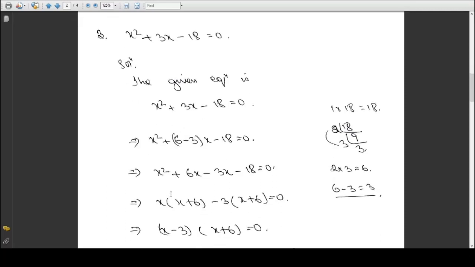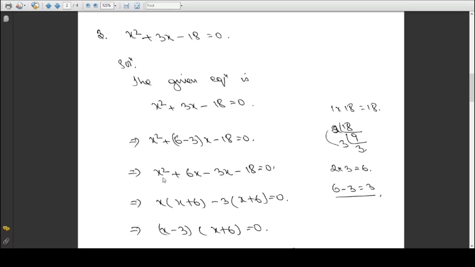Now the next step: this plus with plus is plus, 6 multiply x is 6x, this plus multiply with this minus is minus, then 3 multiply x is 3x, and then we have minus 18 equals 0.